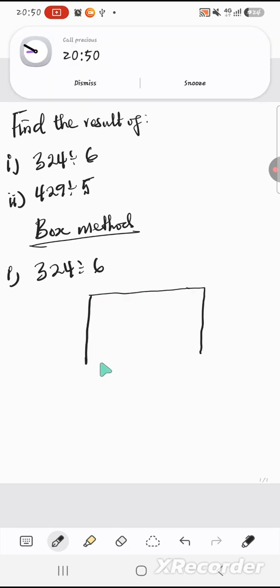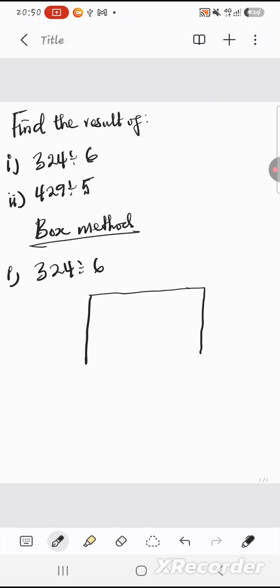We draw a box. You count the number of digits in your dividend. This number we are dividing is called the dividend. So we count it. We have 3 digits. So I'm going to divide this box into 3 parts. This is 1, 2, and 3. Then I will put each of these digits in each part of the box. So this is 3, 2, and 4.